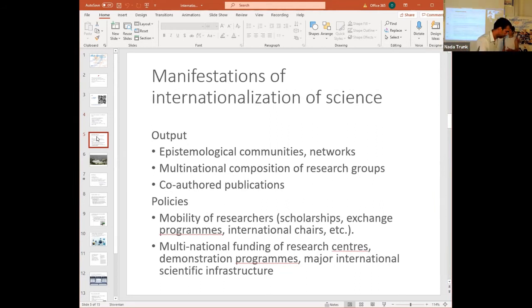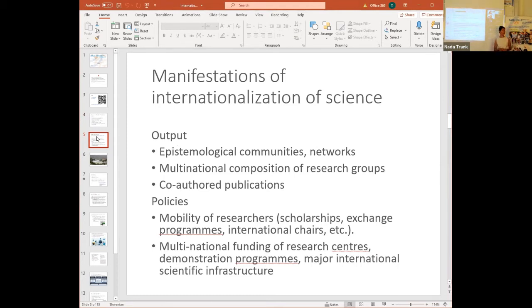I wanted to speak about the outputs of these internationalization processes. We see them in epistemological communities and networks. We also see the results in the multinational composition of groups. And we mostly measure it by co-authored publications, which is also something I asked you about in the quiz, simply because it's easiest to measure.